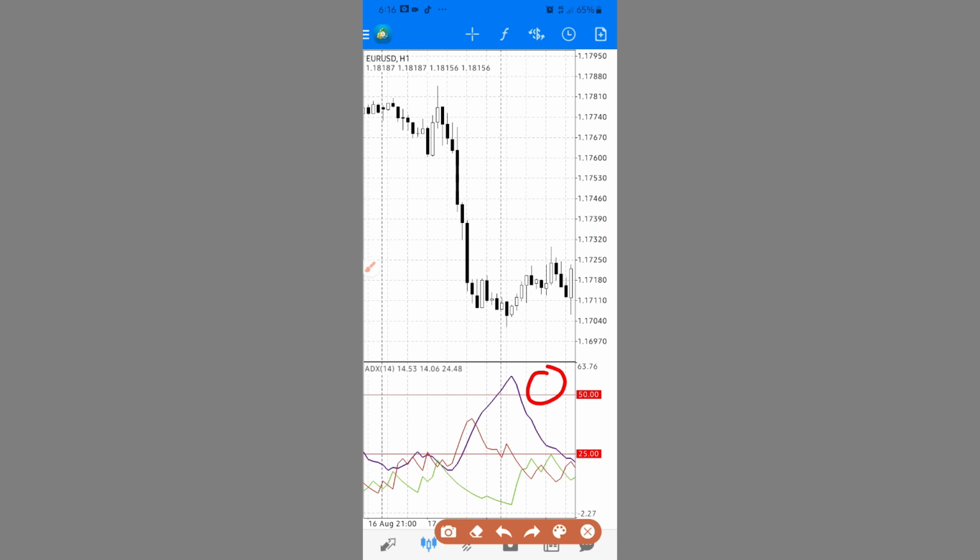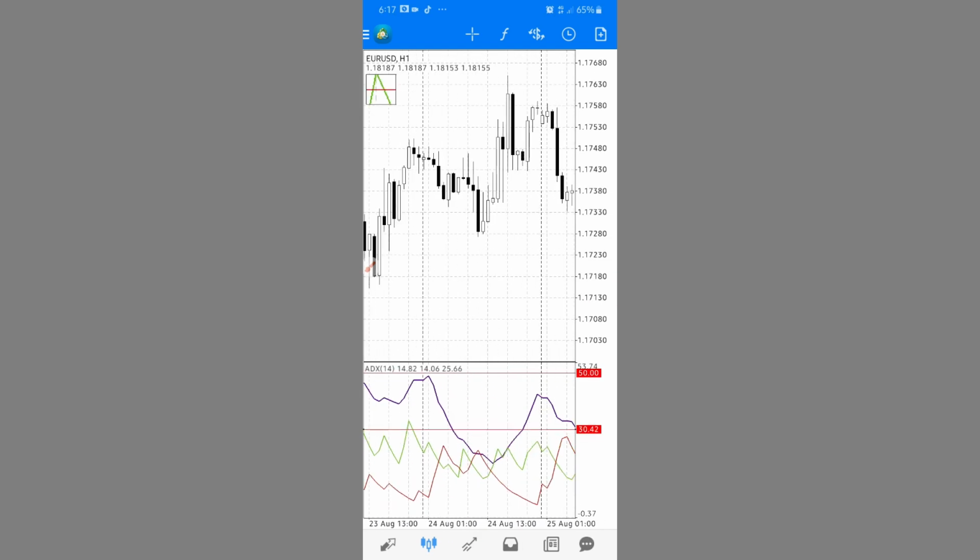Once price moves above 25, that means we are going into a new trend that might possibly last. See how this is still going up whereas price is falling down. So it's a non-directional indicator. It's not telling you whether the trend is up or down. It's just there to tell you the strength of the trend. Okay, so how do we use this?